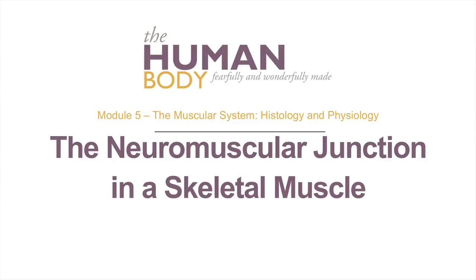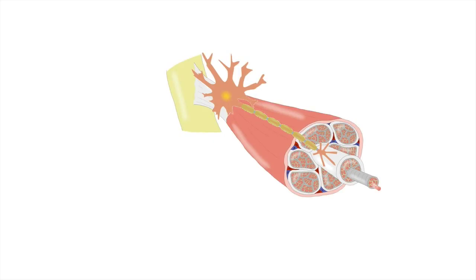Module 5, the muscular system, histology and physiology. The neuromuscular junction in a skeletal muscle. In an earlier section, I told you that skeletal muscle is voluntary. That means you can control it when it contracts. Well, you need to realize that skeletal muscle cannot move unless a neuron stimulates it.